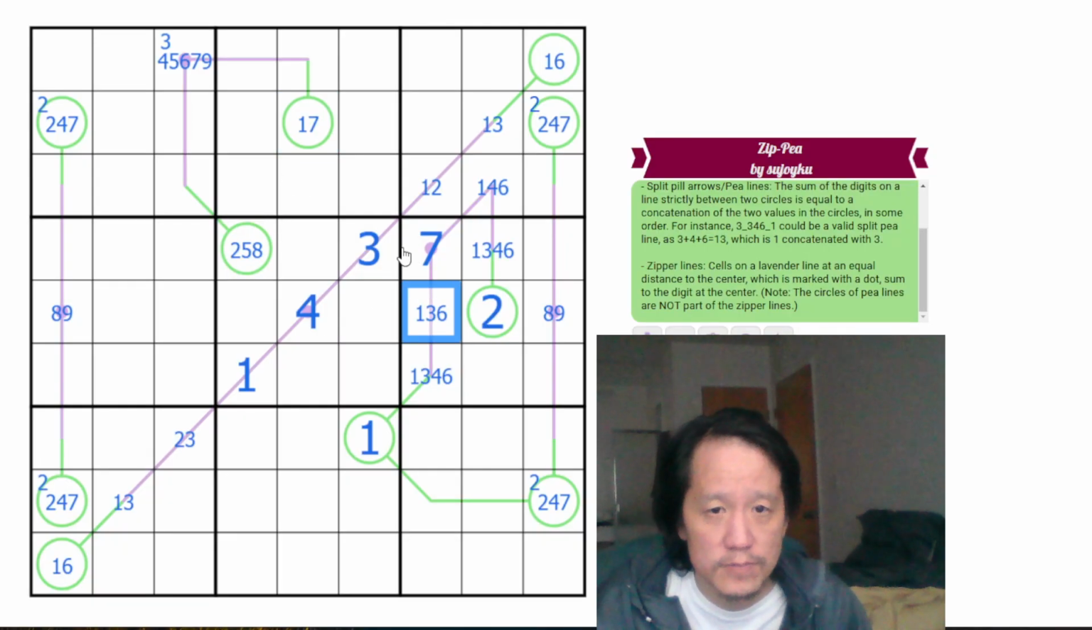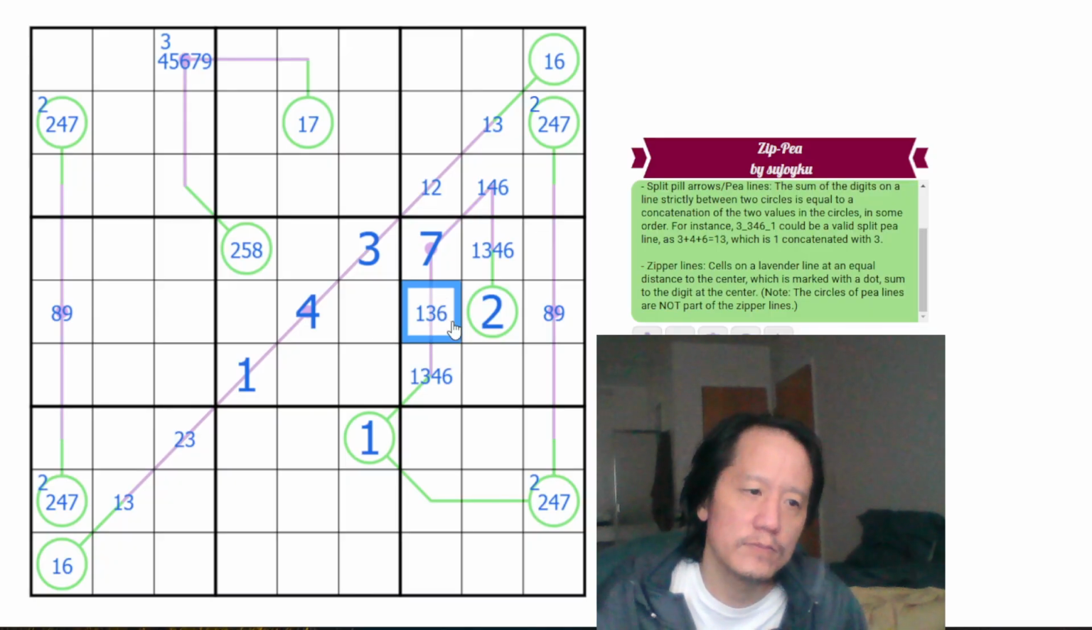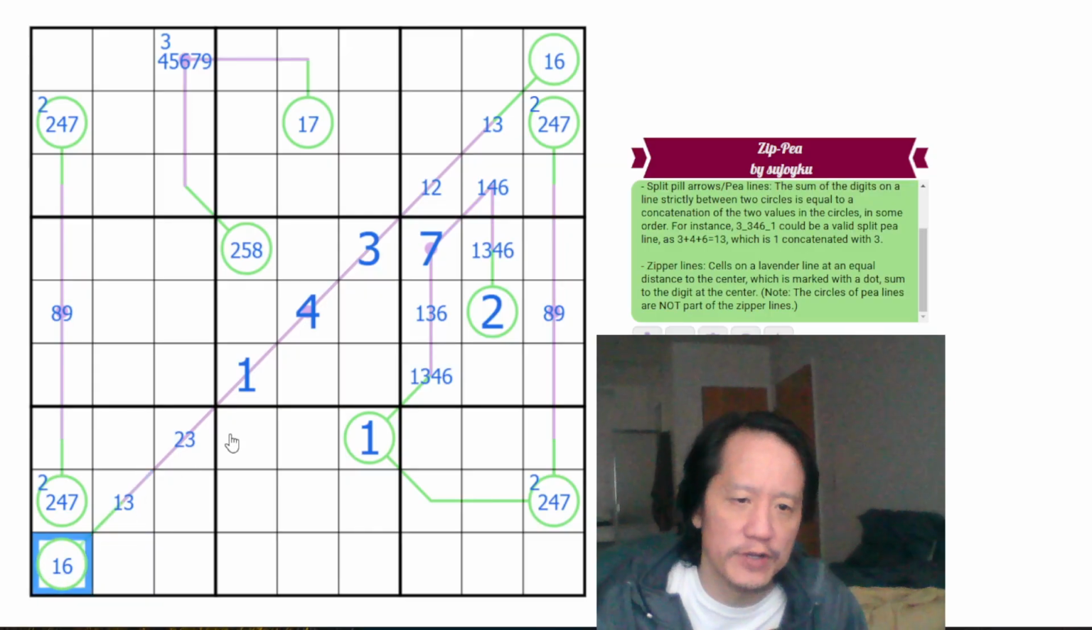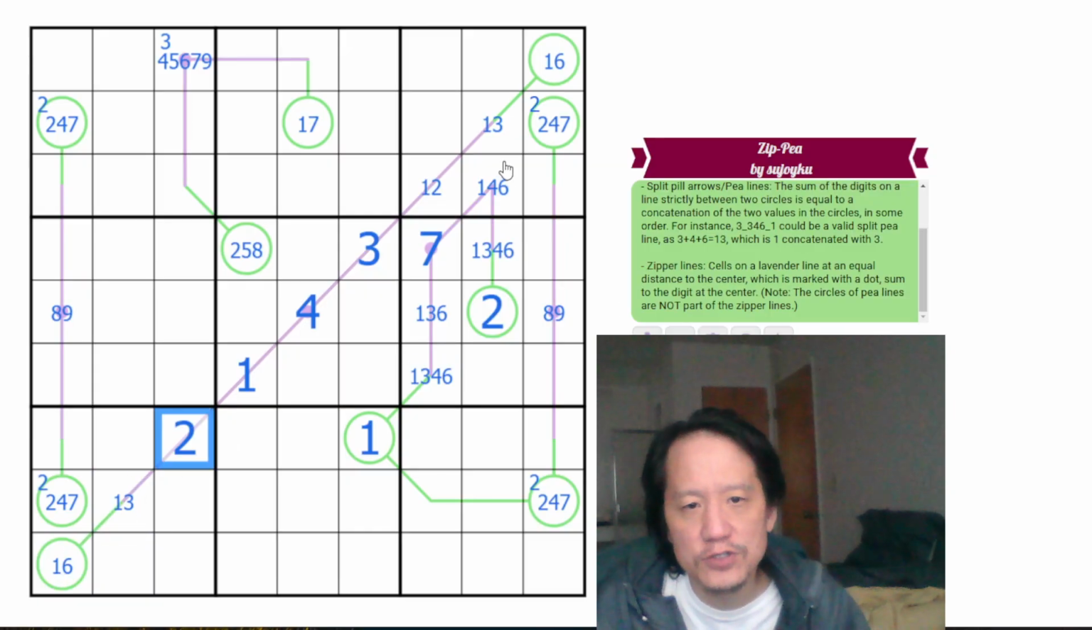Okay? Either this is 1, or this is 1. If this is 1, then this becomes 2, 3. And therefore, this must be 2 and 1. If this is 1, this becomes 2, 3. And this must be 2 and 1. Therefore, this is always 2. So this is 2. This is 2.